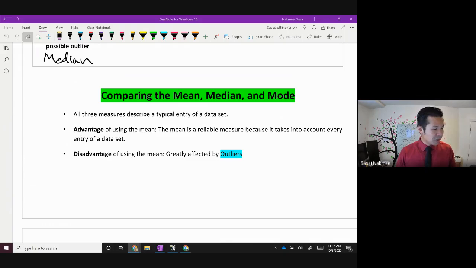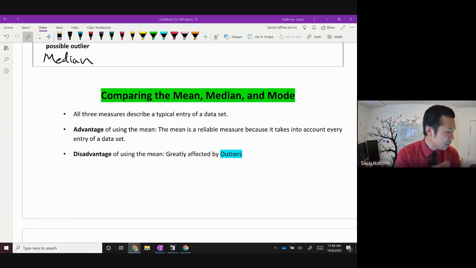All 3 measures describe a typical entry of a data set. Mean, median, and mode is a tool that we've always used for the longest time. In fact, it's so long that you guys should have learned this back in IM 1. You should have learned mean, median, and mode in IM 1. I think you learned it with me if you guys had me. I could be wrong, though. I don't remember anymore if you guys remember learning mean, median, and mode with me or not. But it is an important thing to do.